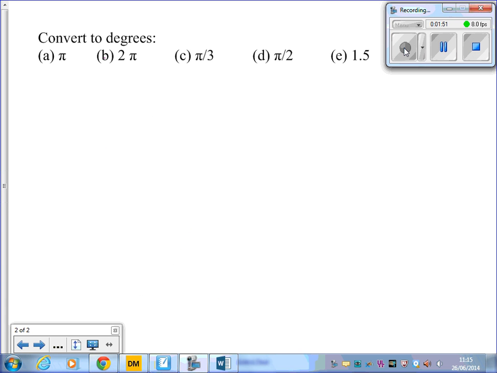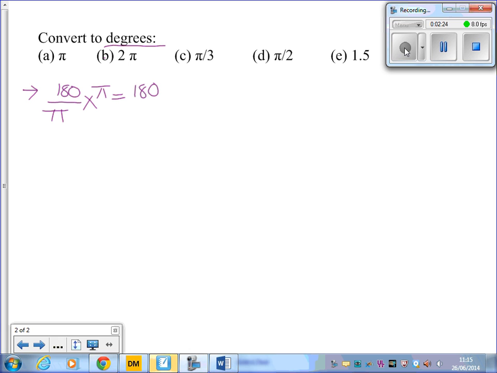In this second question, I'm reversing the process. So now I want to end up in degrees. So instead of pi over 180, I'm going to have 180 over pi. So here on the top, I'm going to have whatever I want to end up in. So degrees, so 180 over pi times pi gives me 180 degrees.